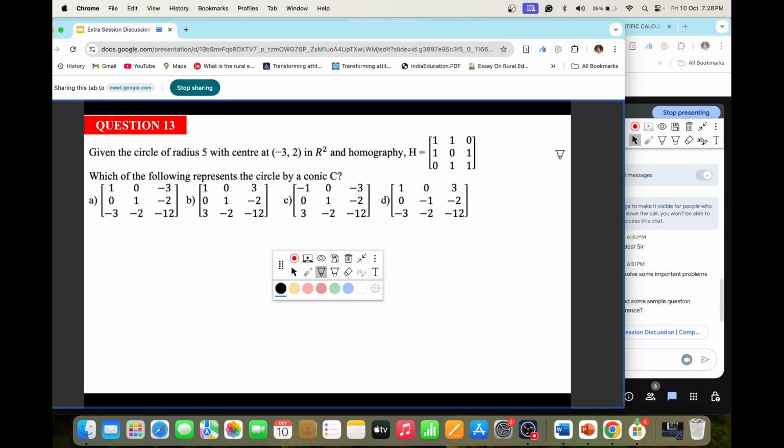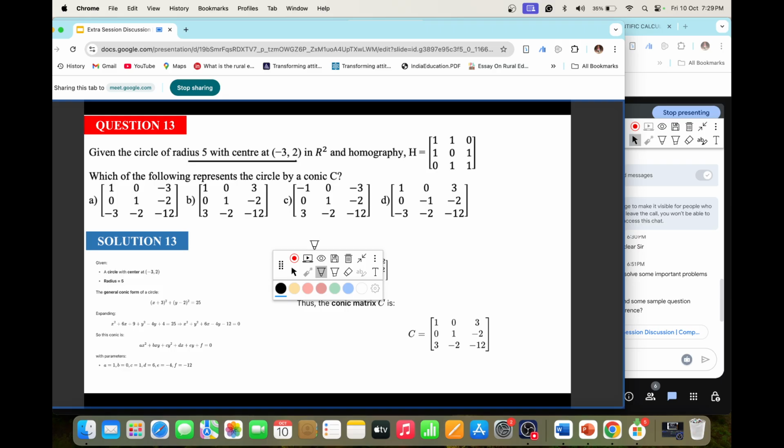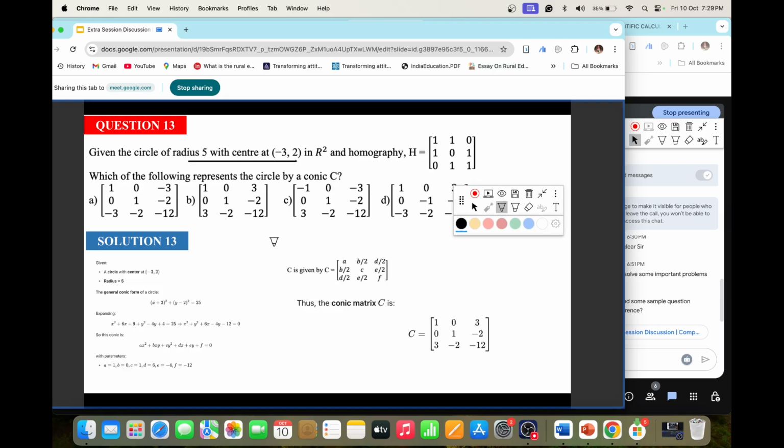And then given the circle, which of the following represents the circle of a conic? For this there is a formula for the circle of a conic. Before that you have to calculate the equation of the circle. Equation of the circle, everyone knows: (x minus a) square plus (y minus b) square equals radius square. The radius is given, that is 5, so radius square is 25.